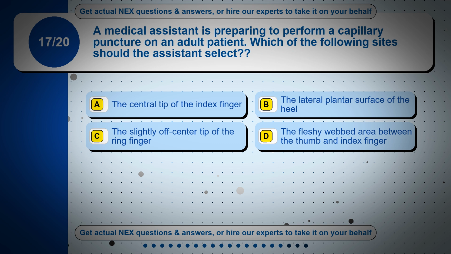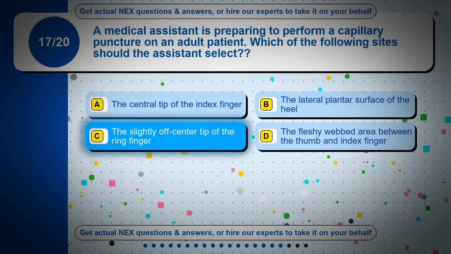Question 17. A medical assistant is preparing to perform a capillary puncture on an adult patient. Which of the following sites should the assistant select? Option A. The central tip of the index finger. Option B. The lateral plantar surface of the heel. Option C. The slightly off-center tip of the ring finger. Option D. The fleshy webbed area between the thumb and index finger. The correct answer is option C. The slightly off-center tip of the ring finger.